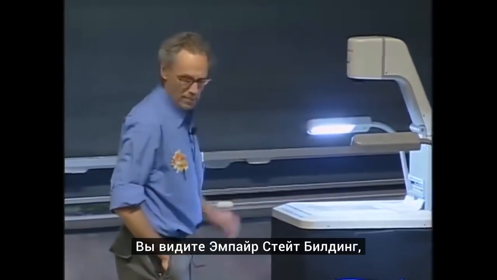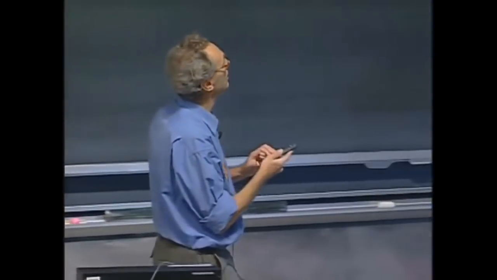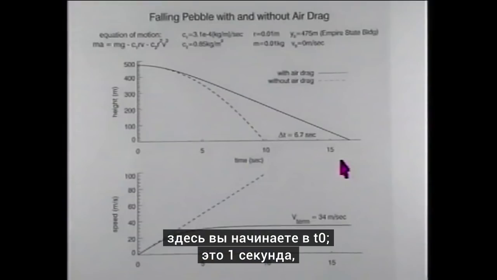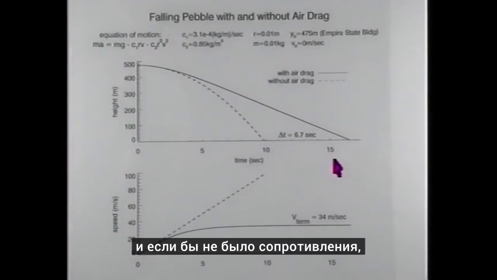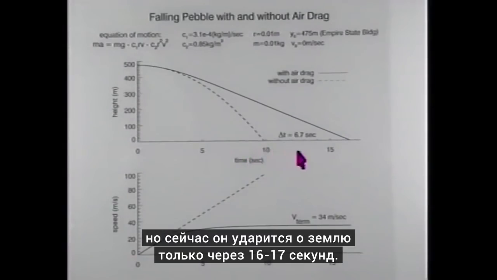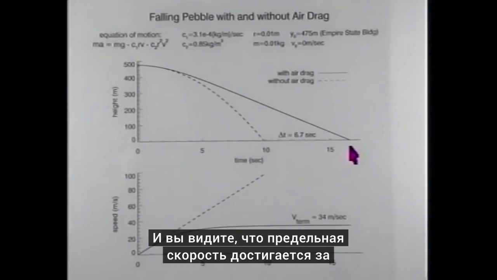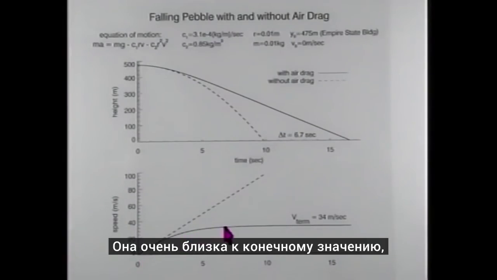So now you see the Empire State Building, which has a height of 475 meters. So that's where you start at t0. This is 1 second, 5 seconds, 10 seconds, 15 seconds. And if there had been no air drag, it would hit the ground a little less than 10 seconds. But now it will hit the ground more like 16, 17 seconds. And you see that the terminal speed builds up in about 5, 6 seconds. It's very close to the final value.